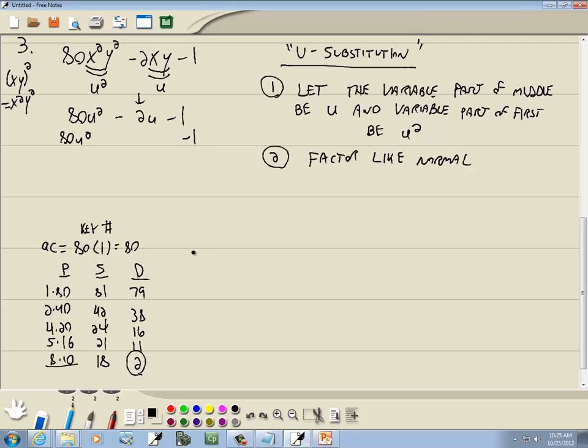Now remember, with the key number, we rewrite our middle term using those 2 numbers. Now the larger number in our P column, which is a 10, is always going to be the same sign as our middle term, which is negative. The number I circled is in the difference column, D for different signs. So if the 10 is negative, the 8 is going to be positive.